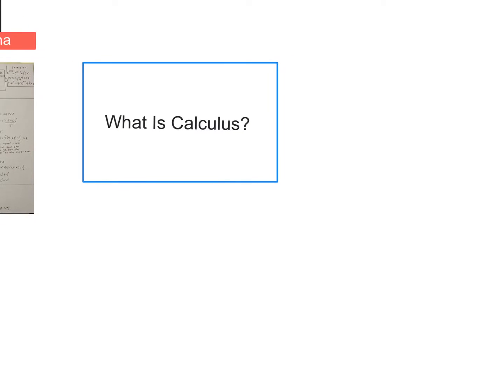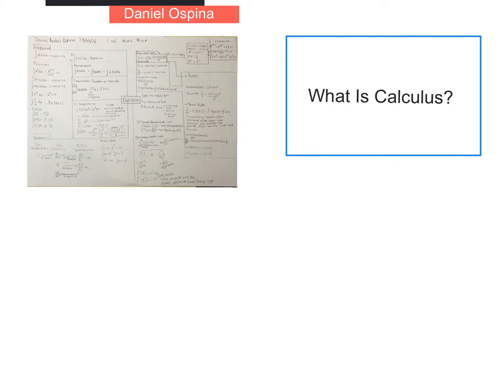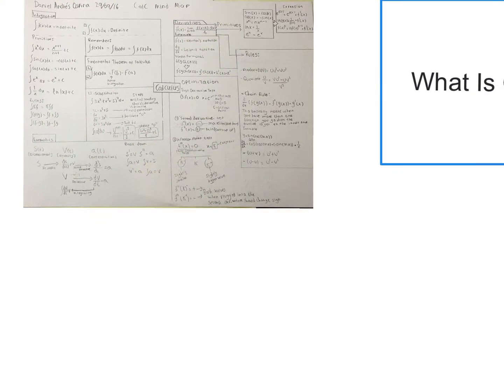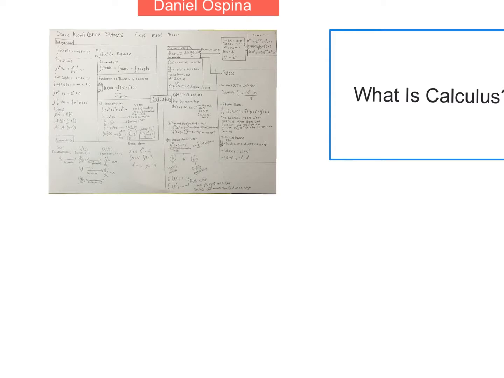So once we know the importance of what calculus is, we can start seeing some of its divisions. Its main divisions would be derivatives, integration, and we have some kinematics here, which are also relevant to the topic. So we have integration, derivatives, and kinematics. Let's start with derivatives. So what is a derivative?